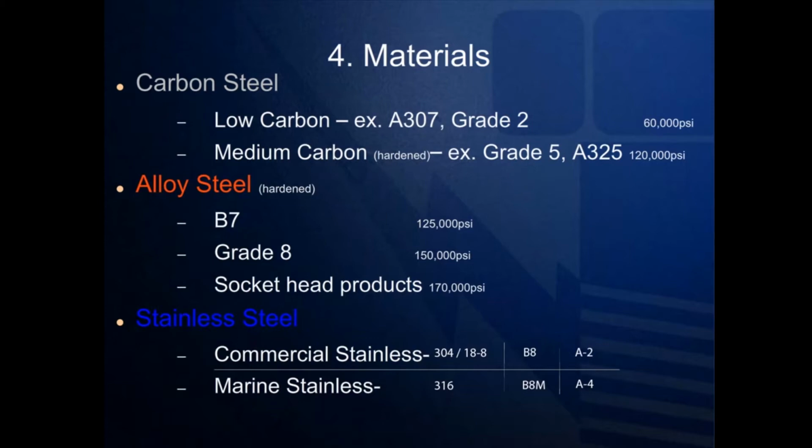A medium carbon steel that is hardened through quenching and tempering can be made into a grade 5 hex cap screw or an A325 structural bolt, for example. As you see, the tensile strength, which is the amount of pressure at which a bolt will break, is nearly double that of the low carbon steel.